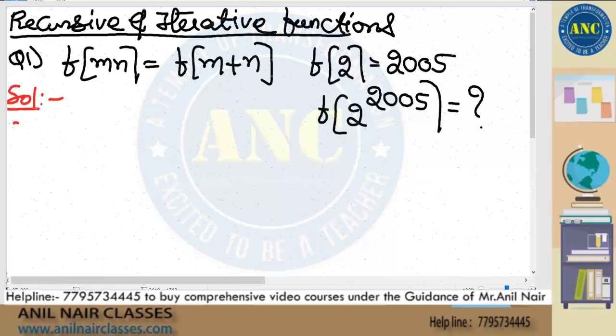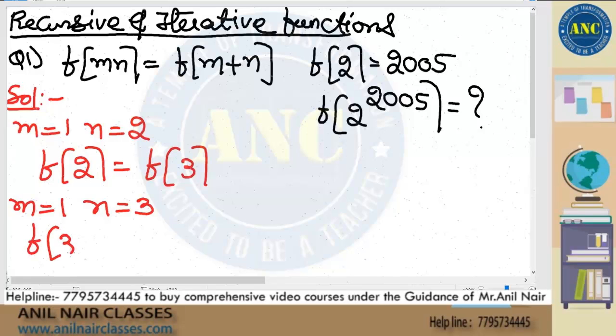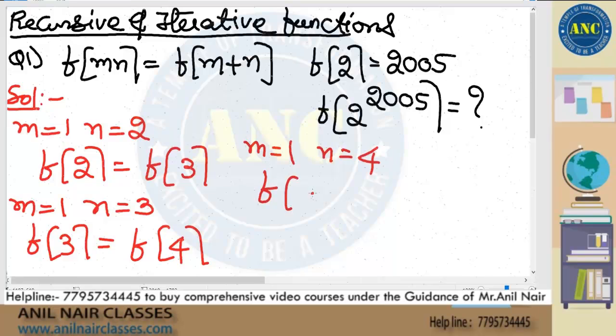Solution. If I put m as 1 and n as 2, 1 into 2 is 2, so f of 2 is nothing but f of 1 plus 2, which is f of 3. Suppose I put m equivalent to 1, n equivalent to 3: 1 into 3 is 3, so f of 3 is f of 1 plus 3, which is f of 4. If I put m equivalent to 1, n equivalent to 4, f of 4 is nothing but f of 1 plus 4, which is f of 5.